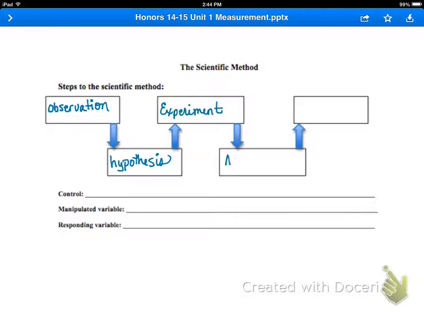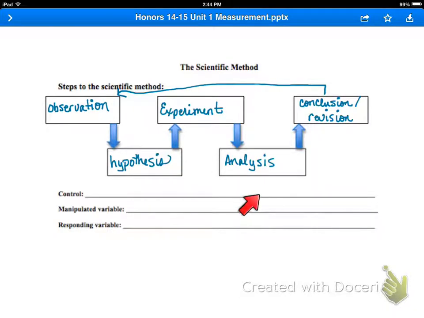Observation, followed by some sort of hypothesis, and then experiment and collect data, analyze the data in your experiment, and then come to some sort of conclusion. And then based on that conclusion, you can either revise your hypothesis or start from scratch. So we get this loop that happens here, so that we actually are never really done with the scientific method.